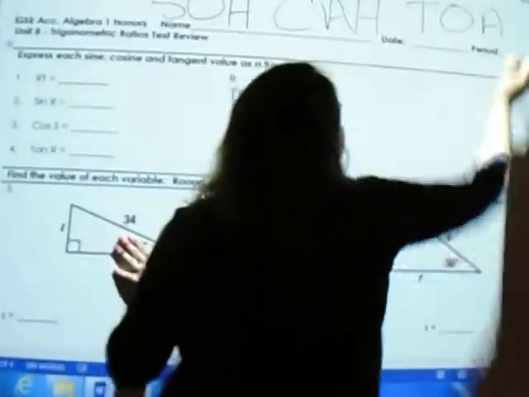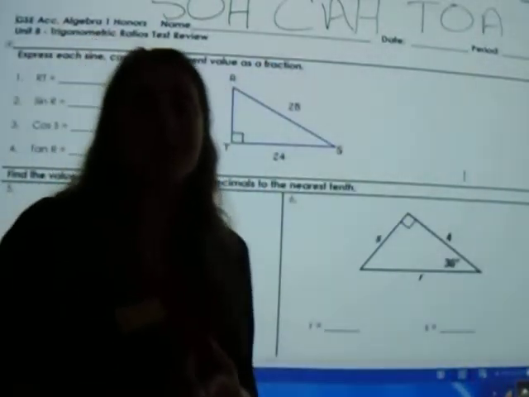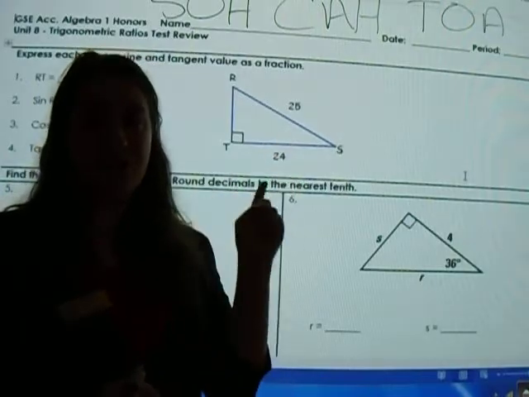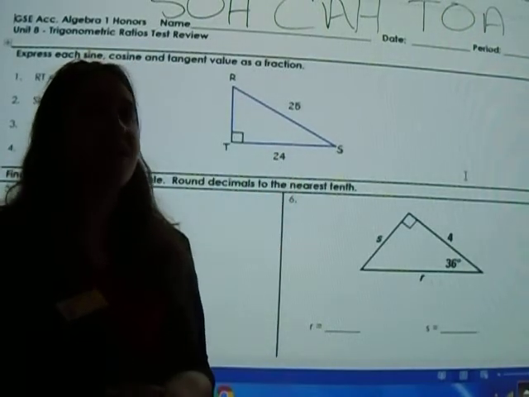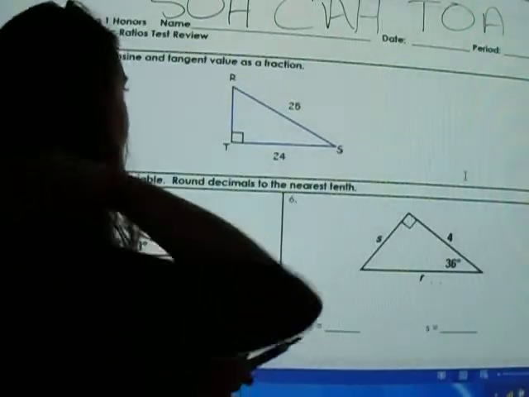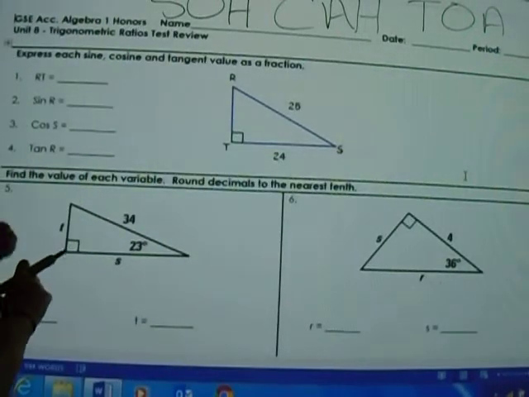Special right triangles. So basically this covers special right triangles, sine, cosine, and tangent, the inverse functions of that, and angles of elevation and angles of depression. Okay? So let's start here.